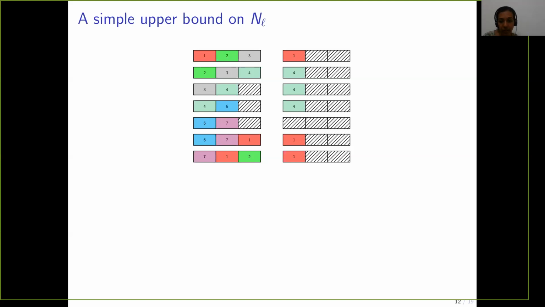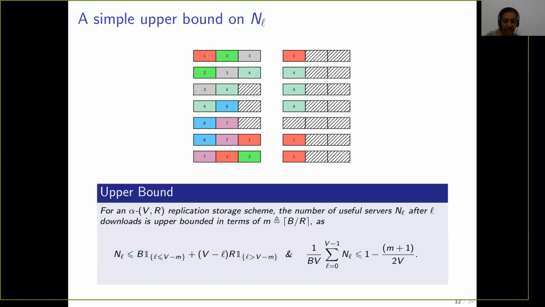That is, in the second picture, we have only 2 more fragments to be downloaded, and the maximum number of useful servers that we can have here is 2 times the replication factor R. So this is exactly what we have in this bound written on the left hand side. That is, NL is bounded by the total number of servers B initially, and later it is bounded by V minus L times R, where V minus L is the number of fragments which are not yet downloaded. And upon rearranging this, we get the bound on the right.